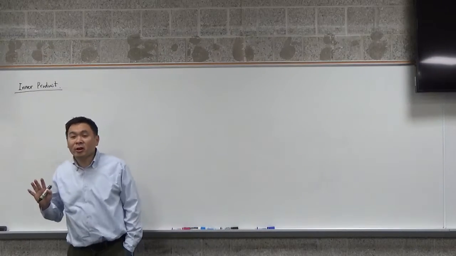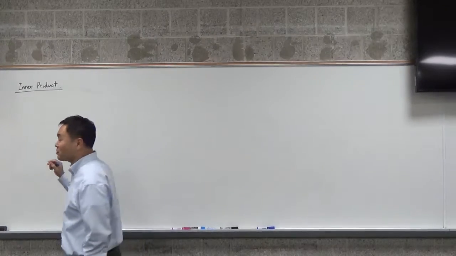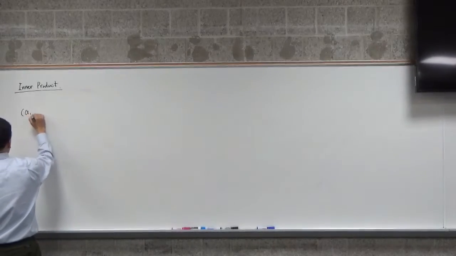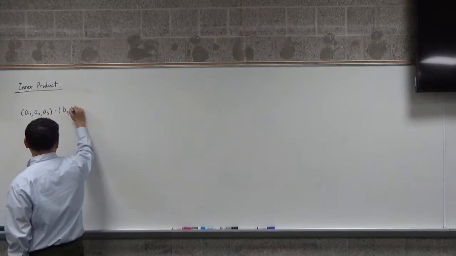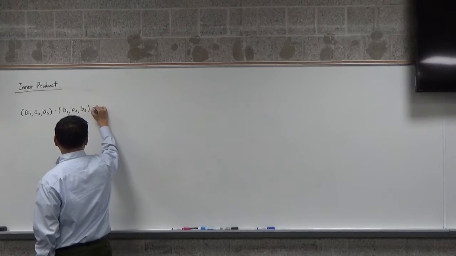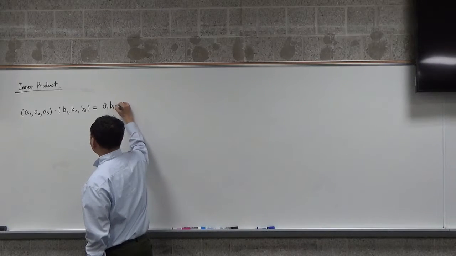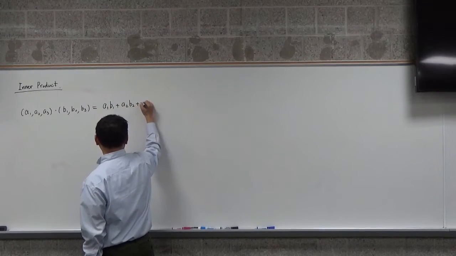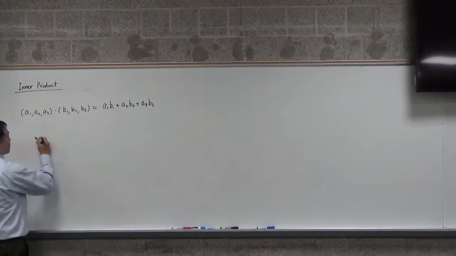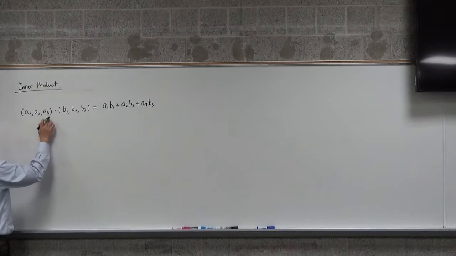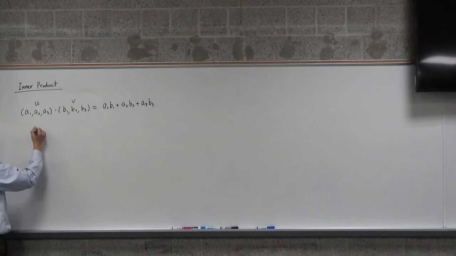In multivariable calculus, you learned something called the dot product. You remember? If you have, say, A1, A2, A3 dotted with another vector B1, B2, B3, what's the dot product? It's A1 B1 plus A2 B2 plus A3 B3, right?